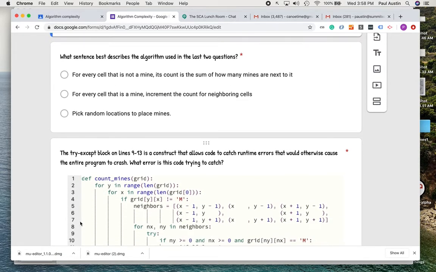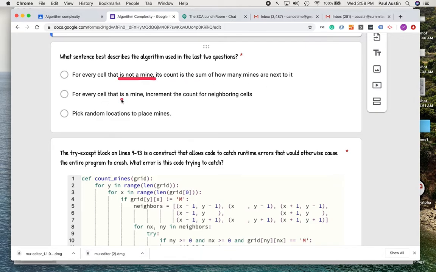You know, when I do this test again, I'm going to change the size of the board, so the numbers won't be exactly the same. All right, which sentence best describes the algorithm used in the last 2 questions? So looking at it, I can see that there's a lot of commonality, but for every cell that is not a mine, the count is the sum of how many mines are next to it.